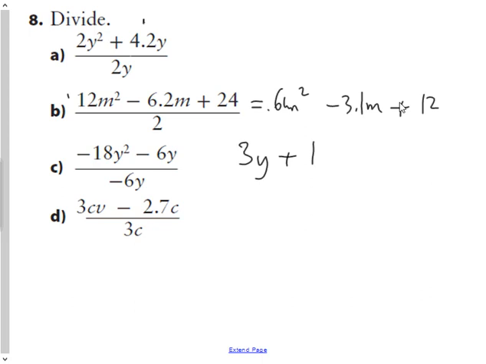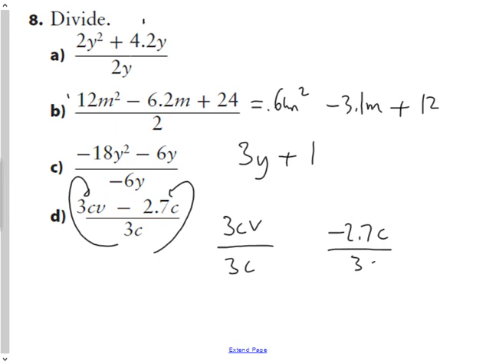And finally, D, I'm going to rewrite this one. Negative CV divided by 3C. I'm going to divide the first term and then the second term. Negative 2.7C divided by 3C. So 3 and 3 make 1 and 1. C and C make 1 and 1. So 1 times 1 times V is simply V. Negative 2.7 divided by 3 is negative 0.9. And C by C cancel each other, right? So your solution for the last one is V minus 0.9.